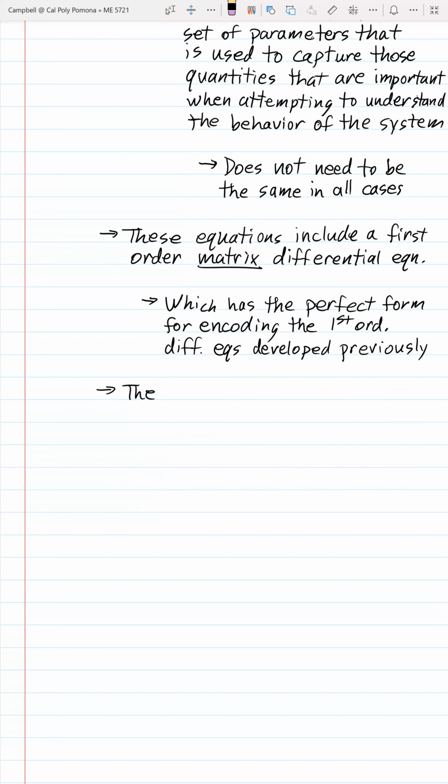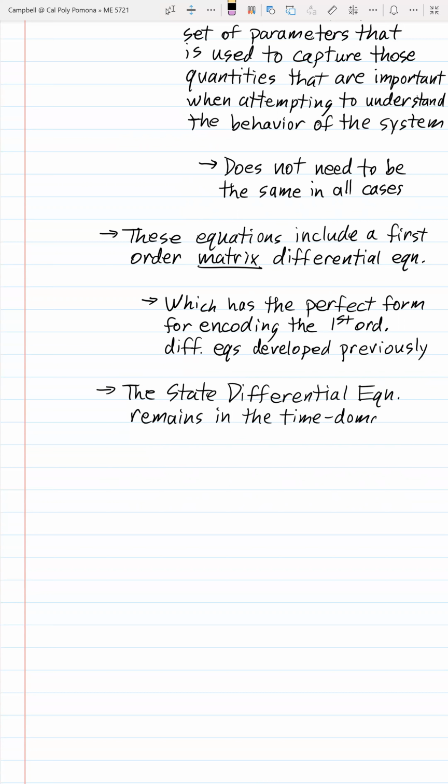As I indicated, the state differential equation, and here I'll shorten equation, remains in the time domain, and then of course my ominous add-on for now.